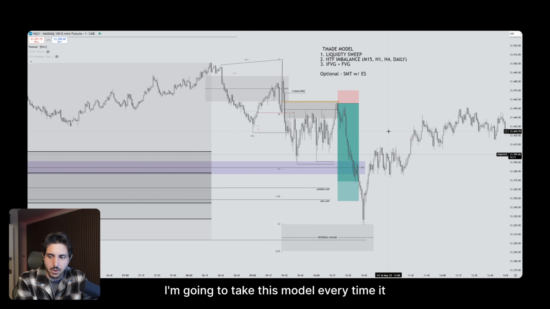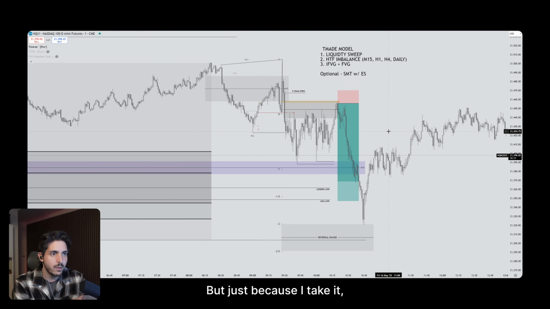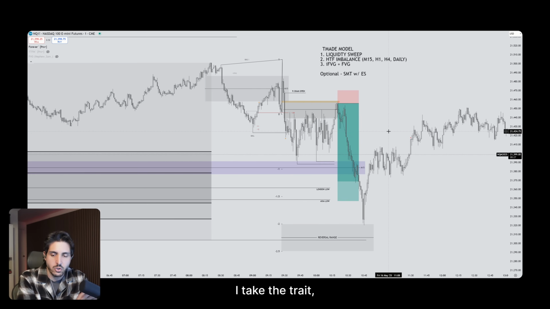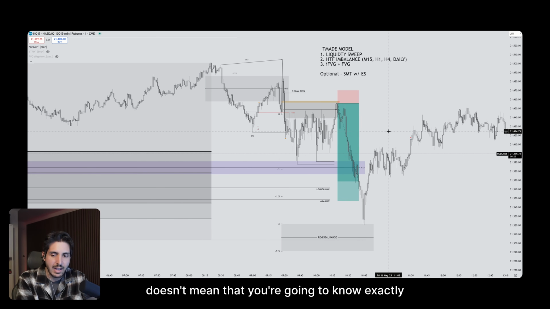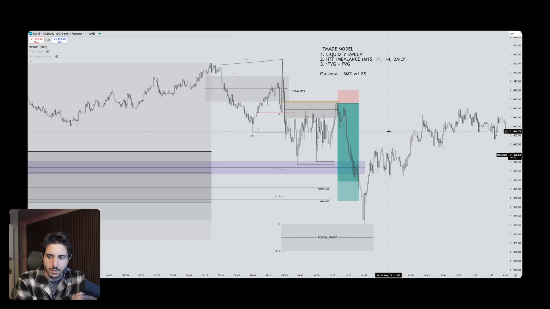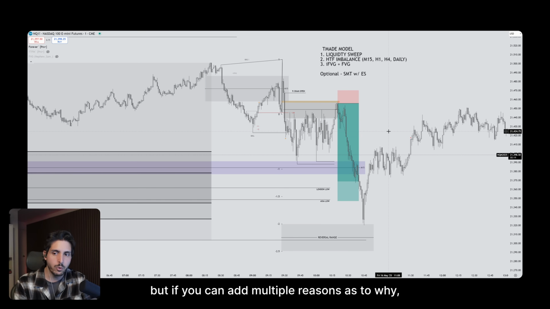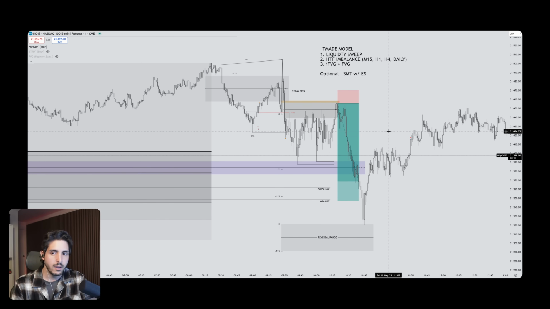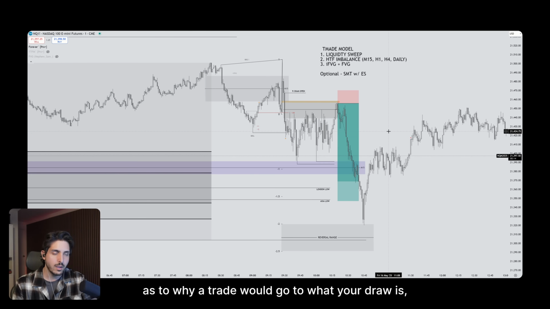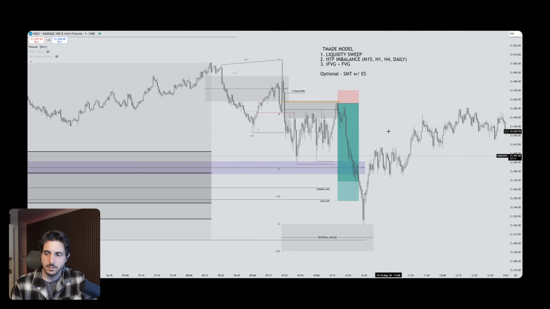Not only that, I'm going to take this model every time it appears, no matter what, right? But just because I take the trade, doesn't mean that you're going to know exactly where to get out of the trade, right? So obviously having those draws helps, but if you can add multiple reasons as to why a trade would go to what your draw is, then hey, I'd rather have more information, right?